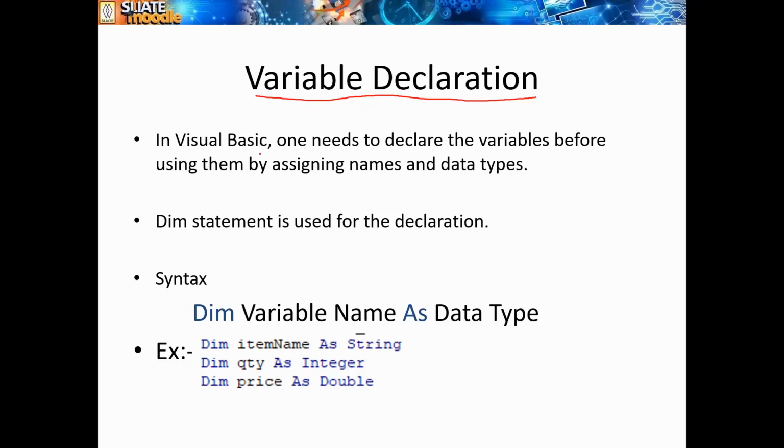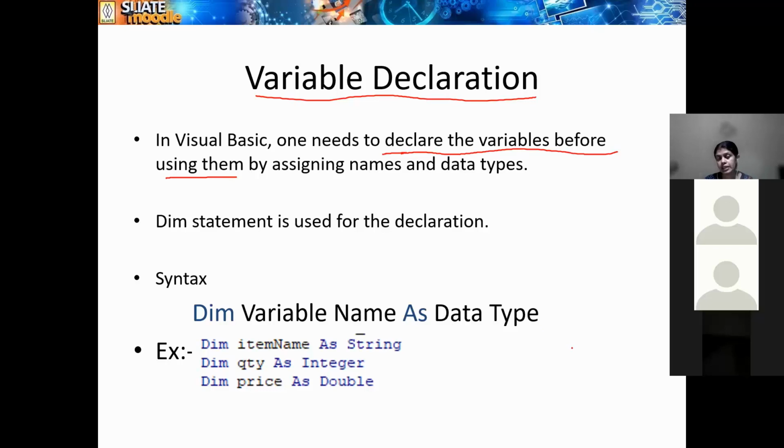In Visual Basic, one needs to declare the variables before using them by assigning names and data types, right? Remember this: if you want to use variables, first of all, you have to declare them. You have to introduce to your computer that you are going to use these types of variables within your program, right?